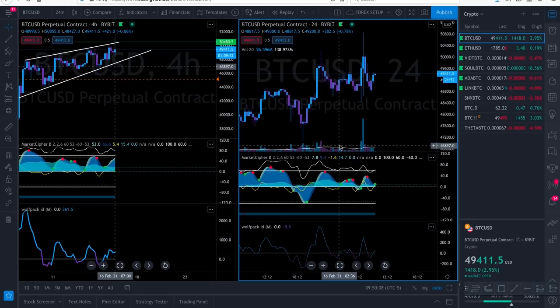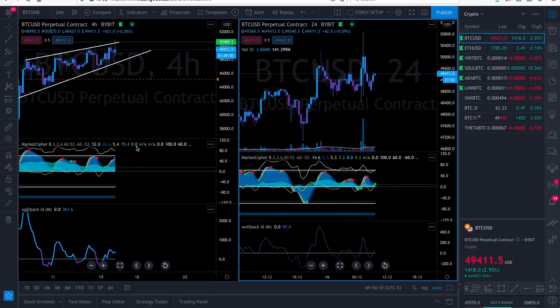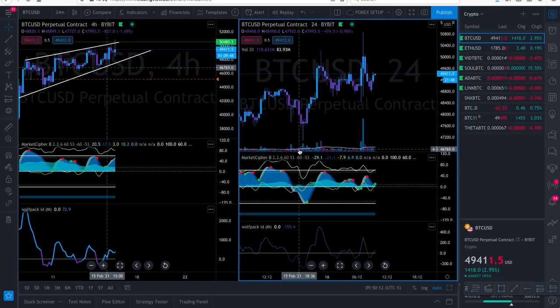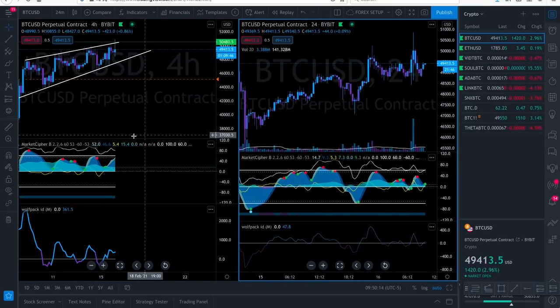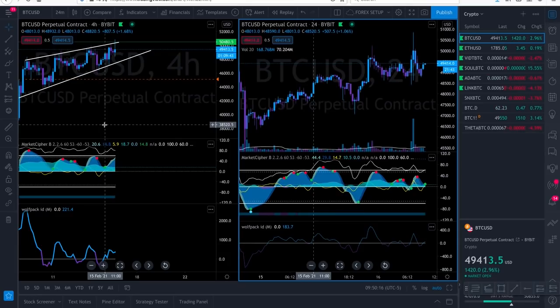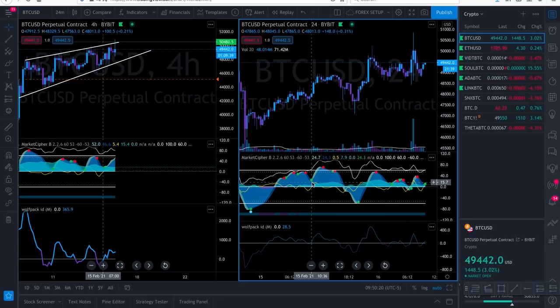And maybe I should have been using Heikin-Ashi candles because now I see that actually would have been a good entry if I had been using Heikin-Ashi candles. So let this be a lesson to everybody. Heikin-Ashi candles will change the way Market Cipher B prints.